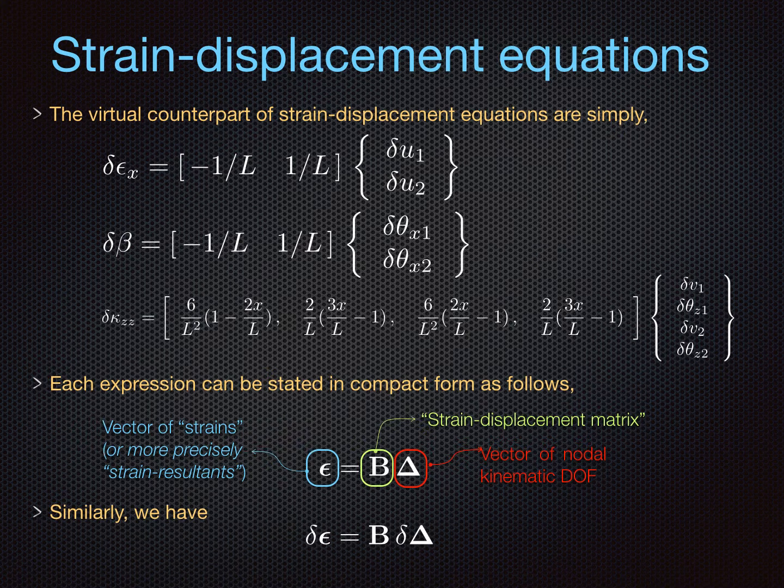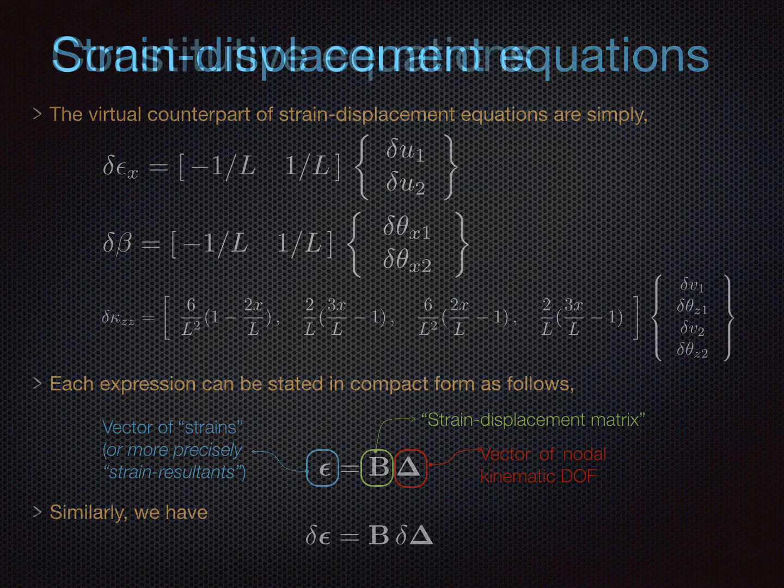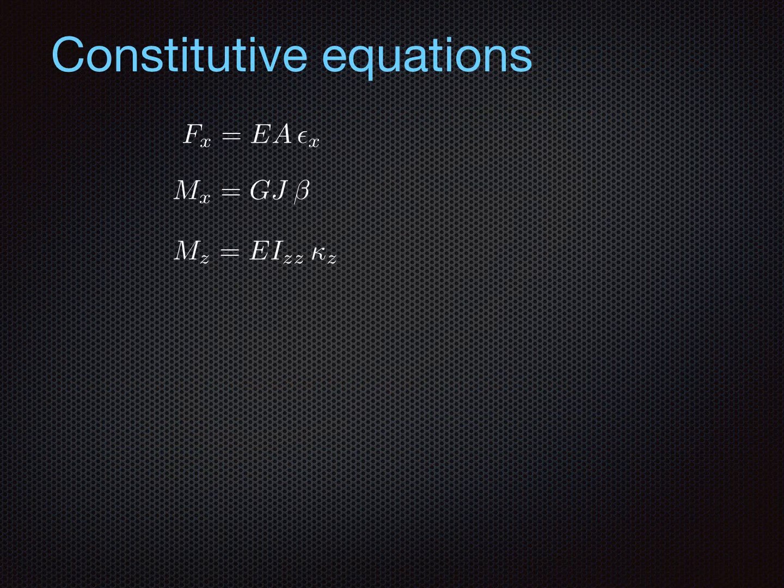And of course, similarly, we would have the virtual counterpart of this particular relationship, where on the left-hand side, we would have the virtual strain resultants, del epsilon, the same strain displacement matrix B on the right-hand side, as well as the virtual vector of nodal kinematic degrees of freedom, del delta. The other ingredient that we would need to exercise the principle of virtual displacements is the constitutive relationships.